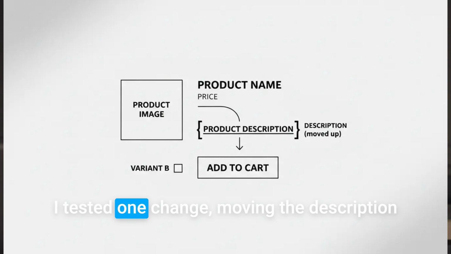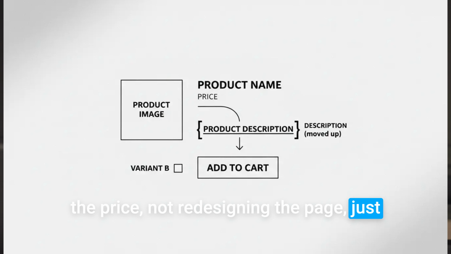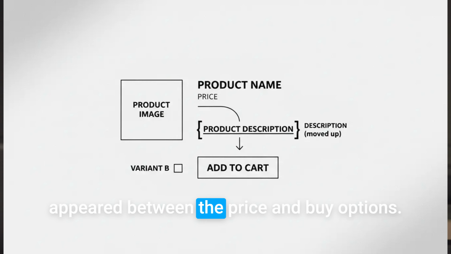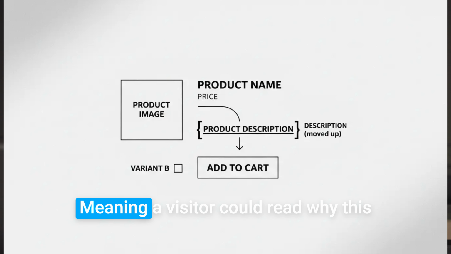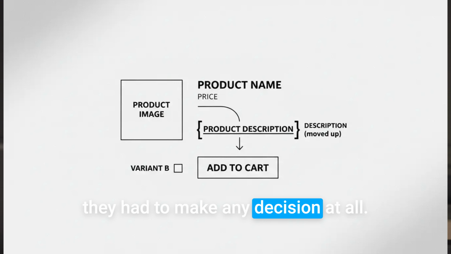I tested one change, moving the description up. Not replacing the button, not changing the price, not redesigning the page, just repositioning the product story so that it appeared between the price and buy options, meaning a visitor could read why this product was worth buying before they had to make any decision at all.